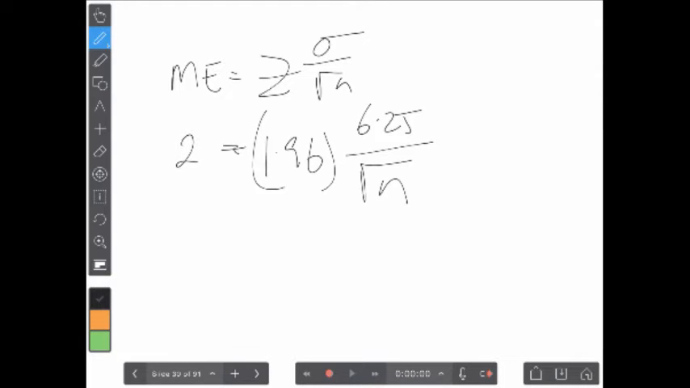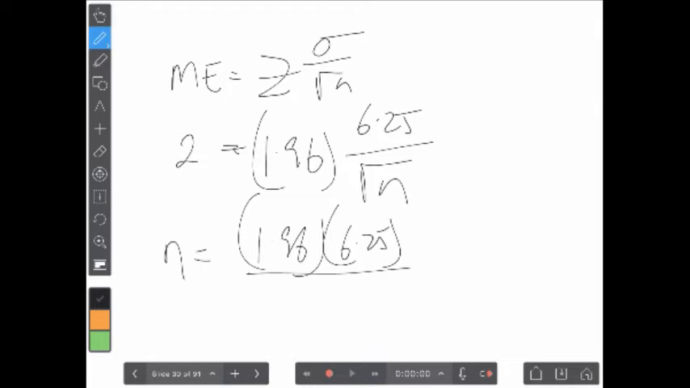So now we can compute what our sample size should be. n is equal to 1.96 times 6.25 over 2, squared, when you do the algebra. Whatever that turns out to be, that's your answer.